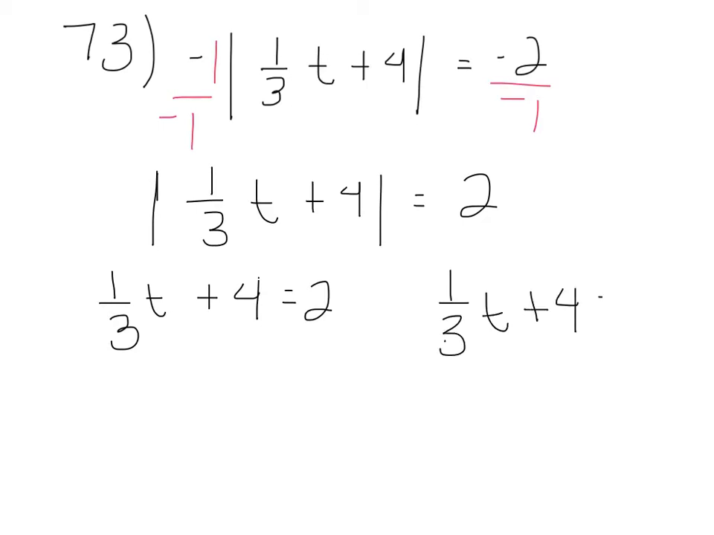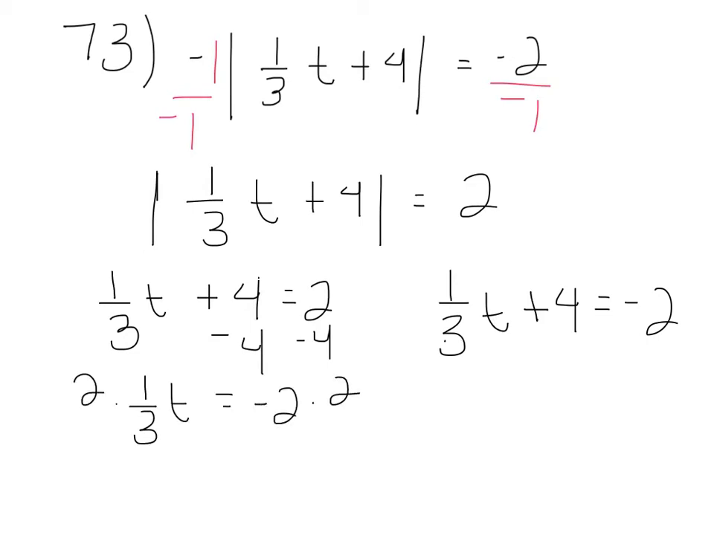And then I solve them both separately. I'm going to start by subtracting 4, and I have 1/3 t is equal to -2. To clear my fraction, multiply both sides by the denominator, which would be 3.